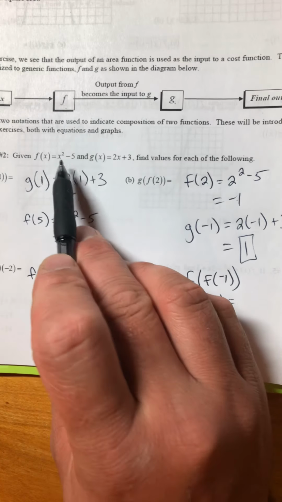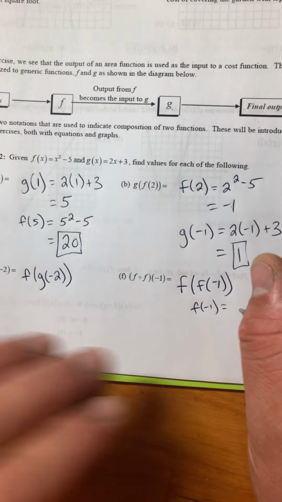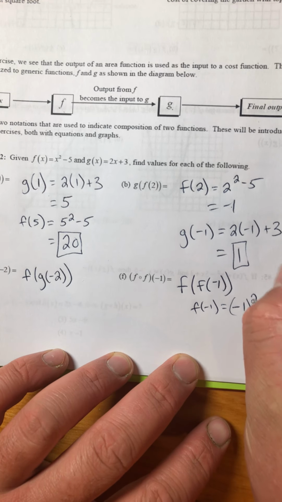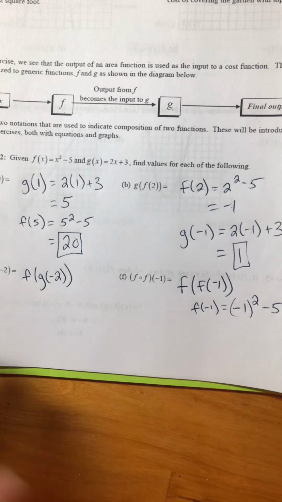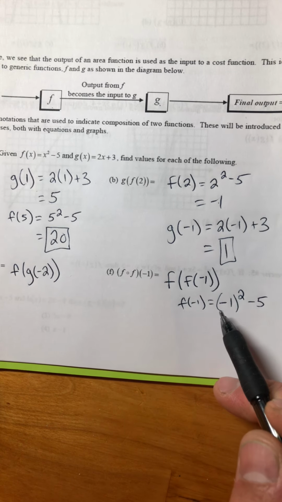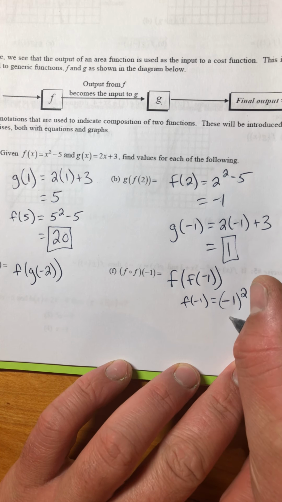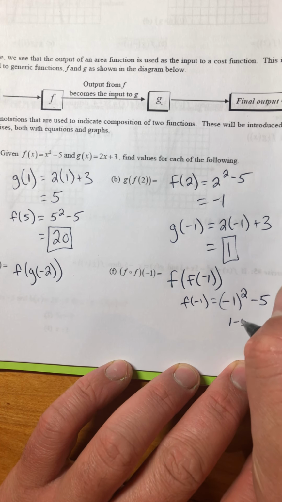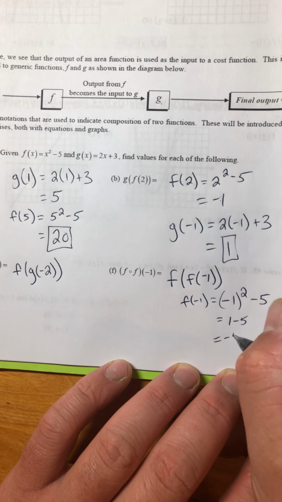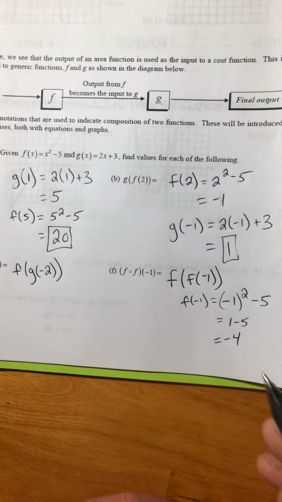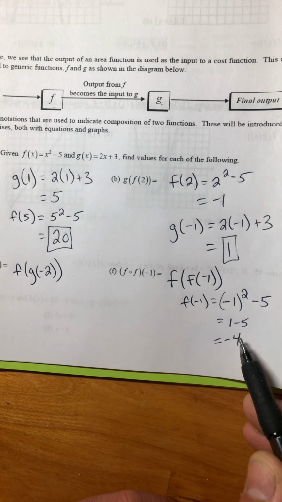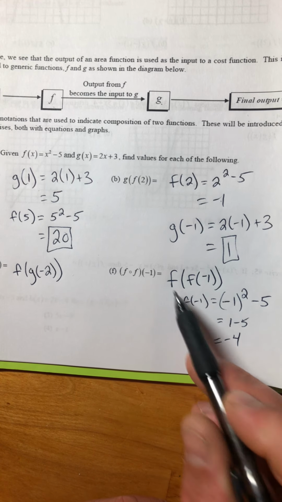Use your f function. Negative 1 squared minus 5. So negative 1 squared minus 5. Be careful with the parentheses. You actually do want them on this one. You're squaring all of it. So that's just 1 minus 5. Negative 4. And this is the first output. We're going to use that and plug it back into f again.